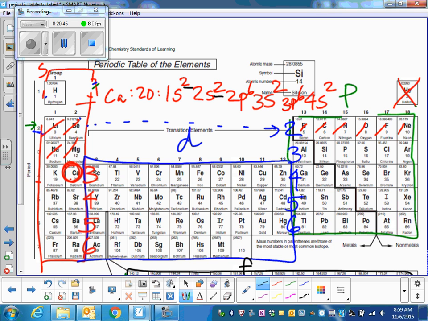What is Miss Lee saying? If you add all this, what should you get? The number of electrons. It should be 20. That's a quick way for you to check if you've included everything.